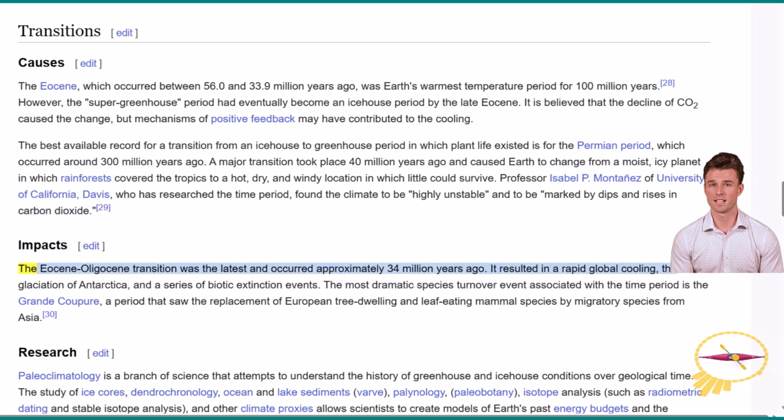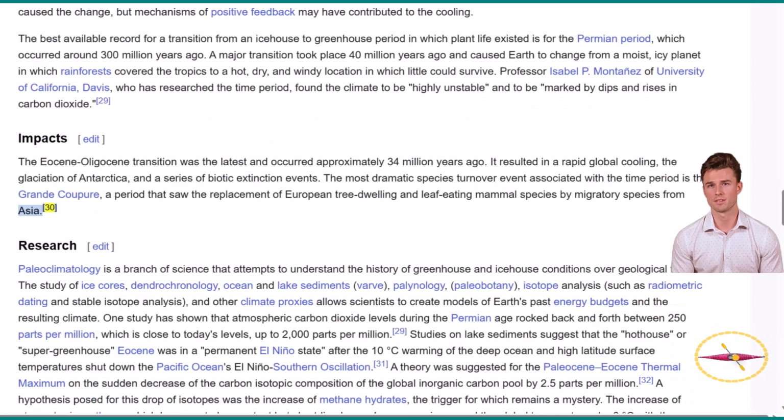Impacts. The Eocene-Oligocene transition was the latest and occurred approximately 34 million years ago. It resulted in a rapid global cooling, the glaciation of Antarctica, and a series of biotic extinction events. The most dramatic species turnover event associated with the time period is the Grande Coupure, a period that saw the replacement of European tree-dwelling and leaf-eating mammal species by migratory species from Asia.